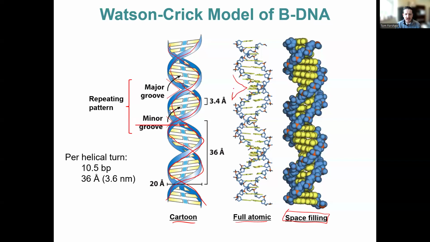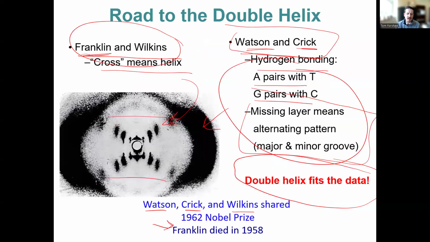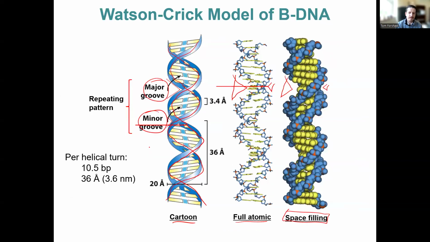You can see here that this triangle is bigger than this triangle. This triangle is bigger than this triangle. That is a major groove and a minor groove. That was some of the information that Watson and Crick were able to work out from the way that this structure looked here. They were able to figure out every turn is about 10.5 base pairs, and a full turn is about 36 angstroms. Now notice here it says B-DNA.